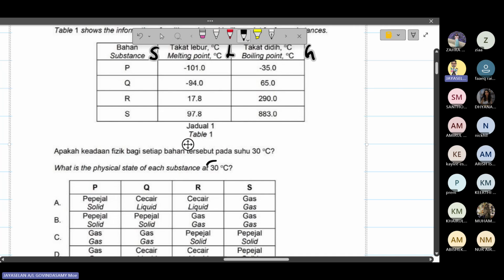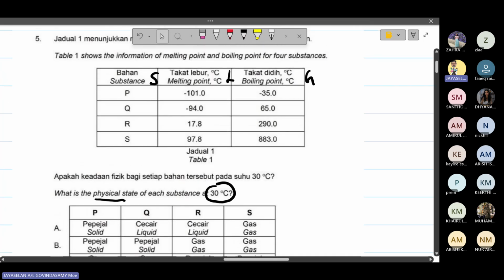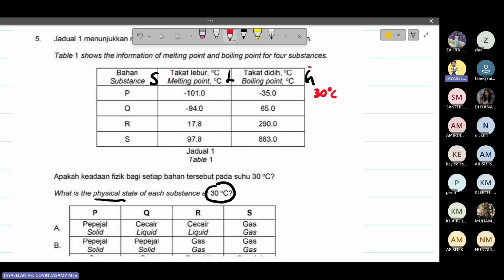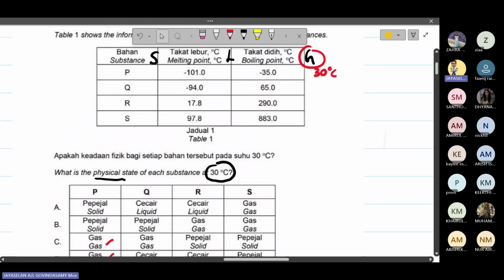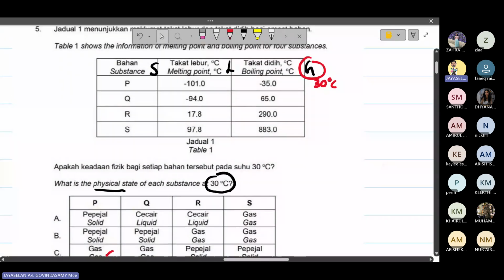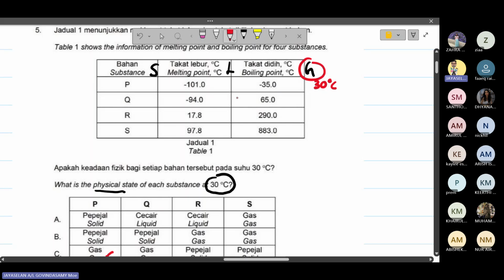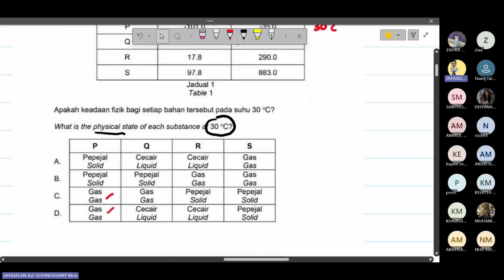Okay, now they want you to get the physical state, solid, liquid, gas at 30 degrees Celsius. Mana 30 degrees Celsius? Ambil pen merah. Okay, mark 30 somewhere here. So the particle P is gas. Alright, next we do Q. Q 30 dekat mana? Negative somewhere here lah. So Q will be liquid.